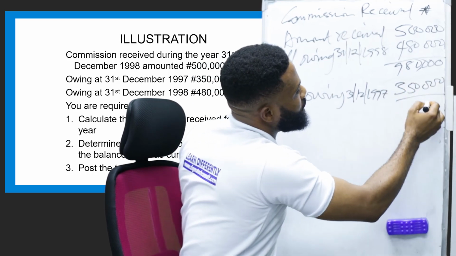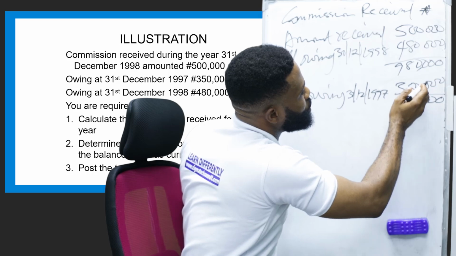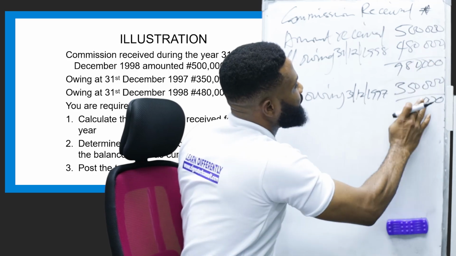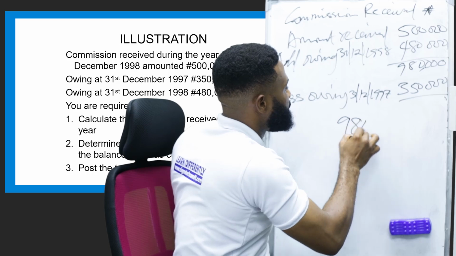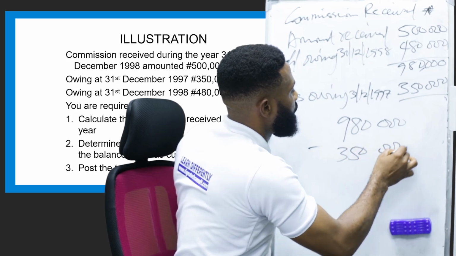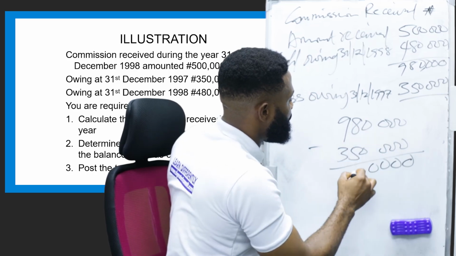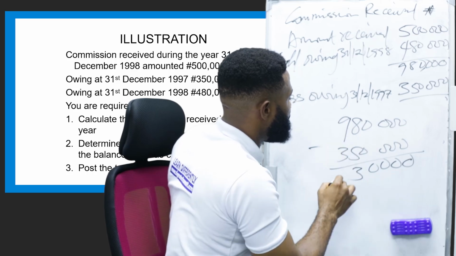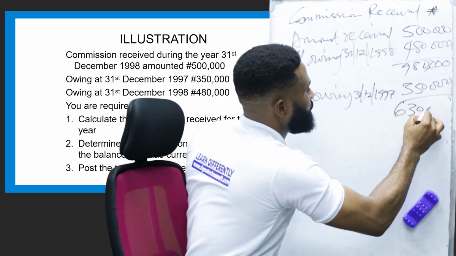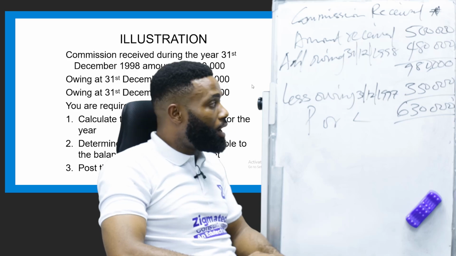Now, when you subtract, you cannot subtract 5 from 0. Take 1 from here. Let me write it out. We have 980,000. We are subtracting 350 from it. Let's do the subtraction together. 0, 0, 0. This is 0. 5 minus 8 is 3. And then 3 minus 9 is 6. So you have 630,000. This 630,000 is what we go to your P or L account.